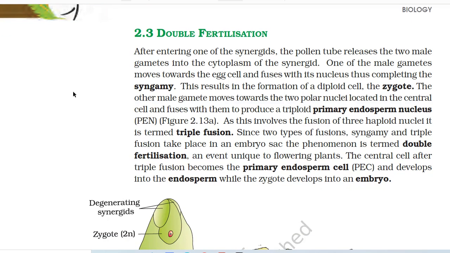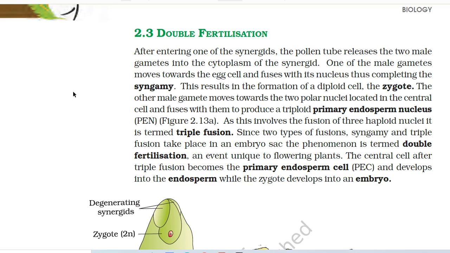2.3 Double fertilization. After entering one of the synergids, the pollen tube releases the two male gametes into the cytoplasm of the synergid. One of the male gametes moves toward the egg cell and fuses with its nucleus, thus completing the syngamy. This results in the formation of a diploid cell, the zygote. The other male gamete moves toward the two polar nuclei located in the central cell and fuses with them to produce a triploid primary endosperm nucleus, also known as PEN. As this involves the fusion of three haploid nuclei, it is termed triple fusion.